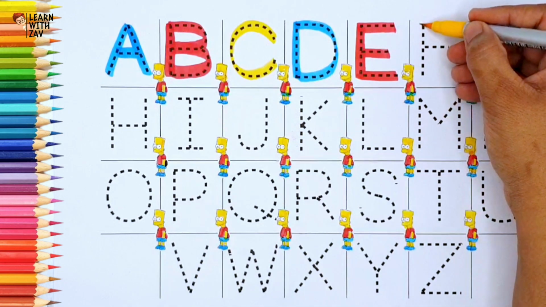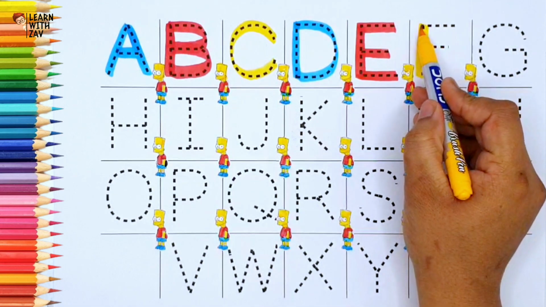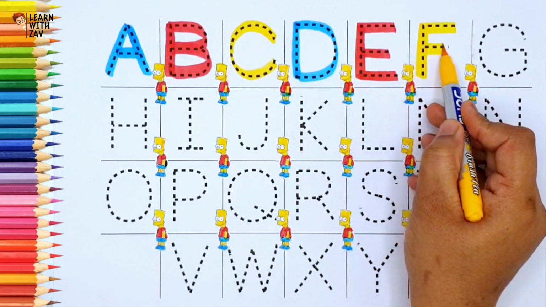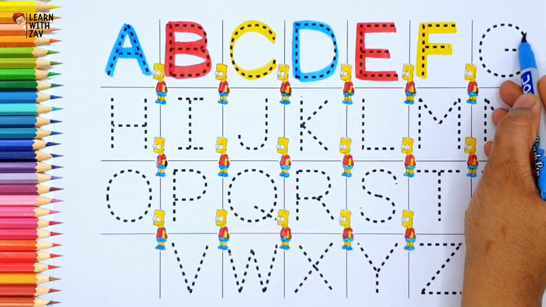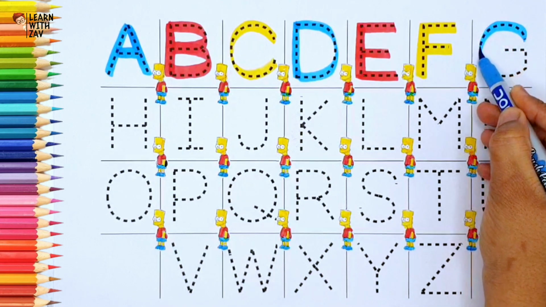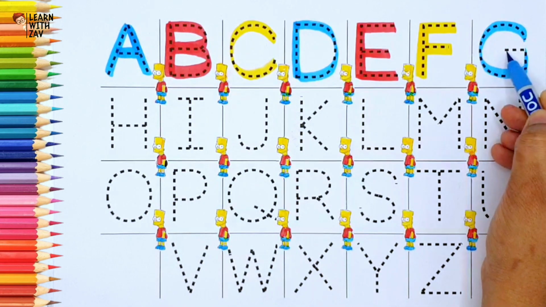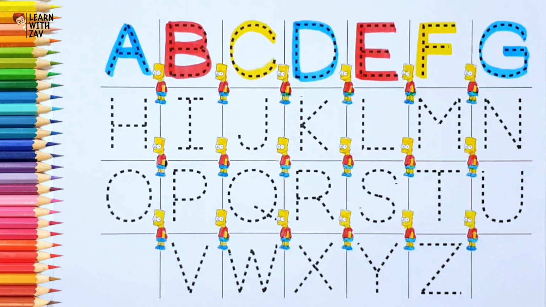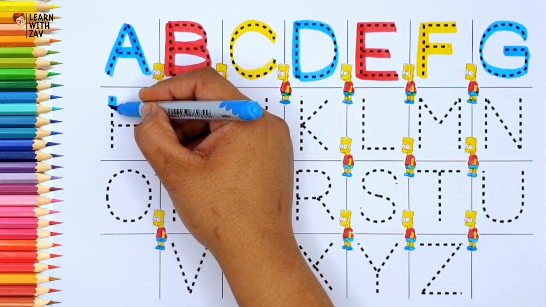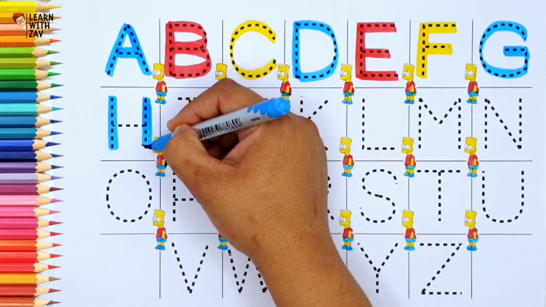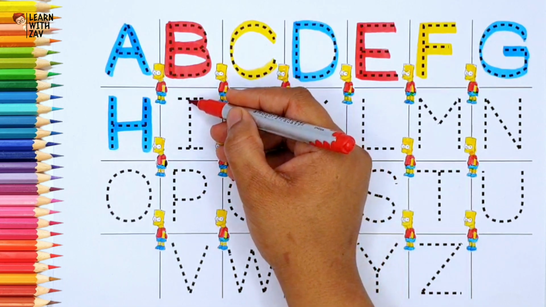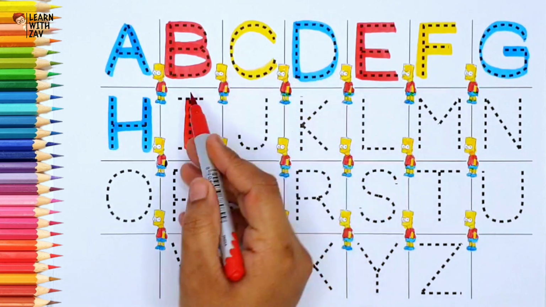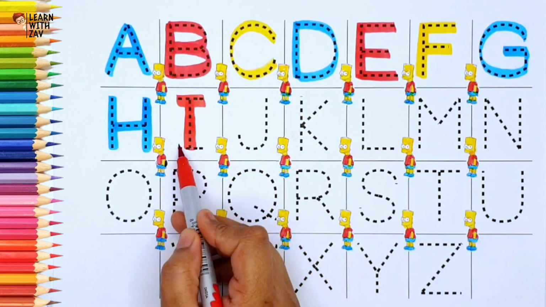F, F for fish. G, G for goat. H, H for hen. I, I for ice cream.